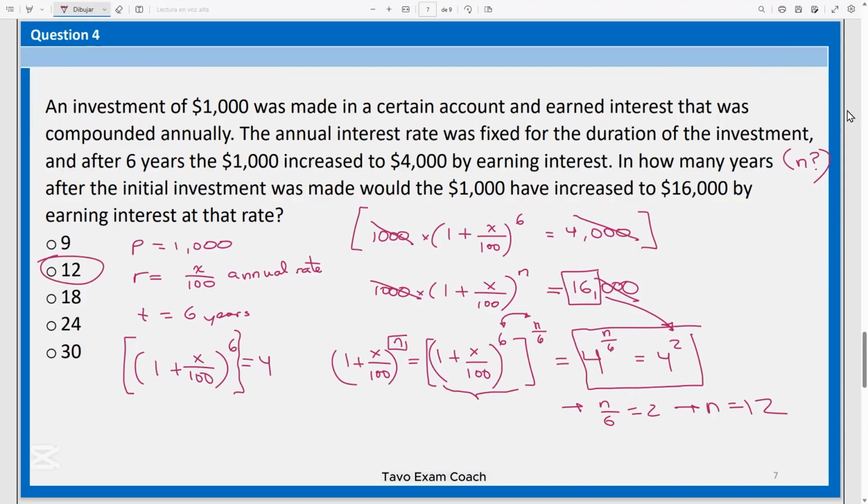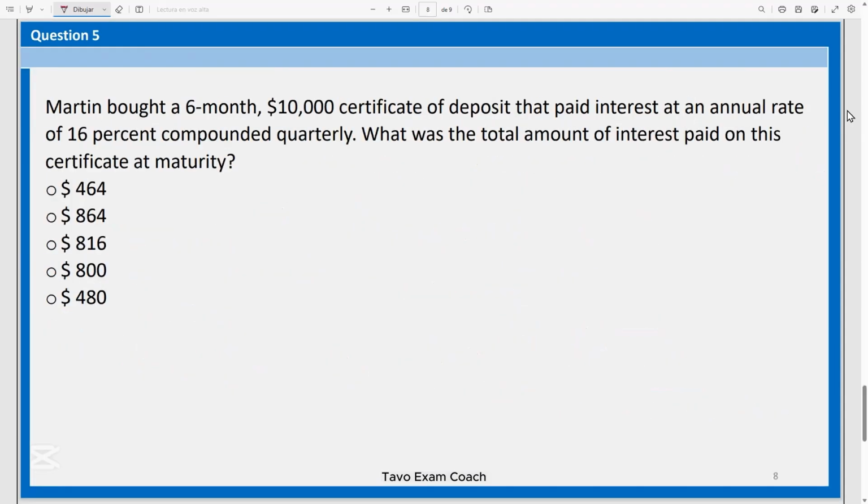Now let's see question 5. Question 5 says, Martin bought a 6-month $10,000 certificate of deposit that paid interest at an annual rate of 16% compounded quarterly. What was the total amount of interest paid on this certificate at maturity?